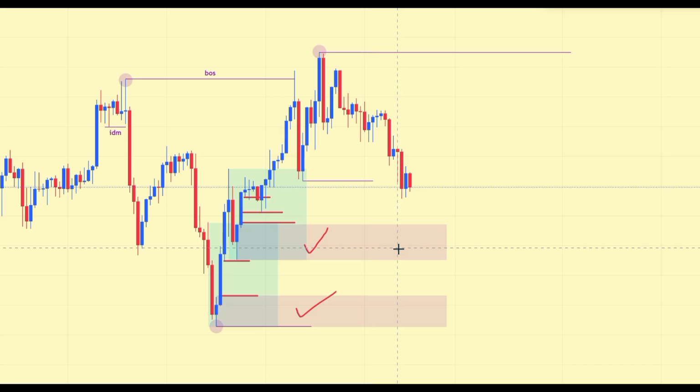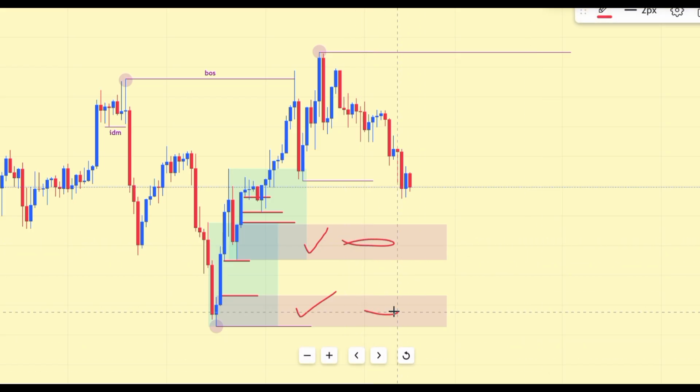But let's say there were some other order blocks in between here. These order blocks in between would be smart money traps, and only these two count: the one that comes right after the inducement is taken out, which is called the decisional order block, which is this one here, and the one that is on the extreme, which is called the extreme order block.